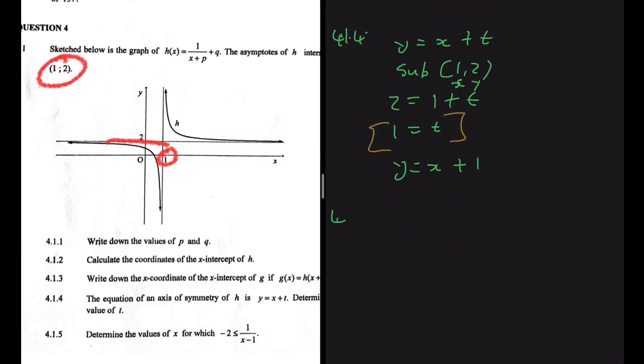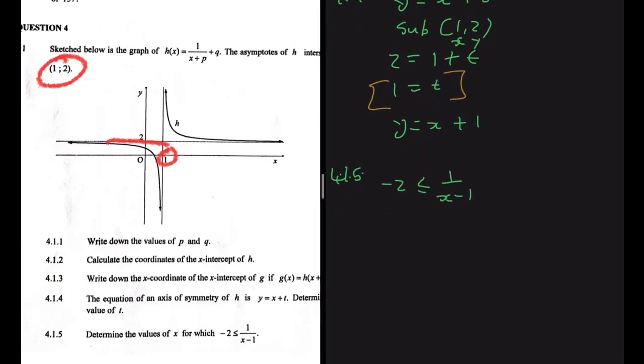The last question, 4.1.5, says, let's determine the values of x for which minus 2 is less than or equal to 1 divided by x minus 1. Let me show you something. If we take minus 2 to the right-hand side, we're going to get 0 being less than or equal to 1 divided by x minus 1 plus 2. And this is the equation we have in the graph, right? So what this question is asking us is to find the values of x for which the graph is at 0 or above, right? So let's look for that.